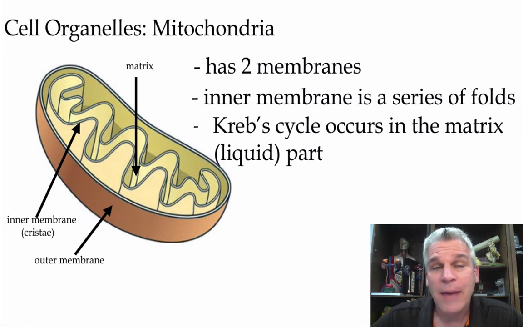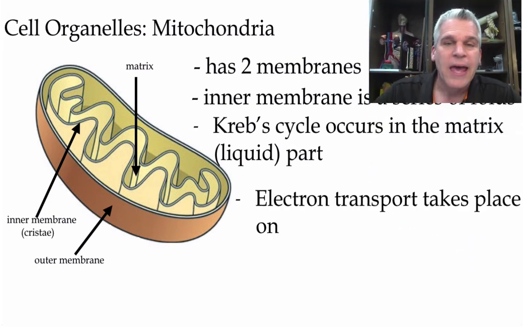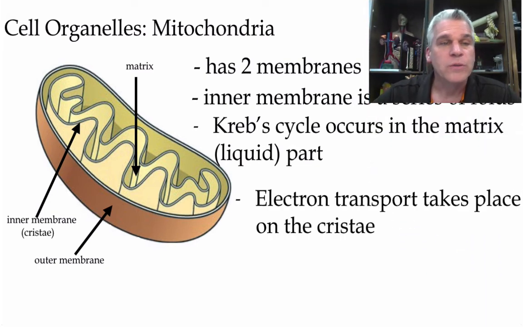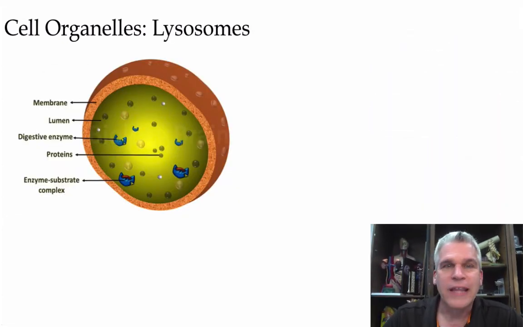Specifically, what's happening in the mitochondria are the second and third parts of cell respiration. The Krebs cycle is taking place in the matrix of the mitochondria. That's the liquid part of the mitochondria. And electron transport will take place on the cristae, which is why that inner membrane is folded. It gives more places for electron transport to take place so we can extract energy faster from the food that we're eating.